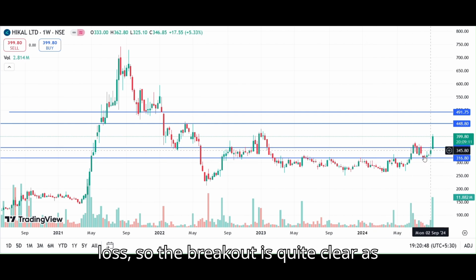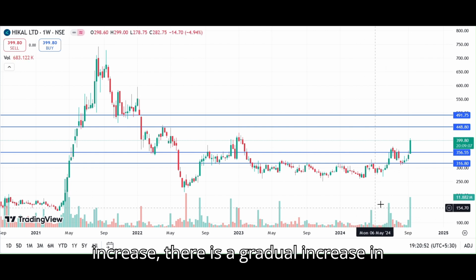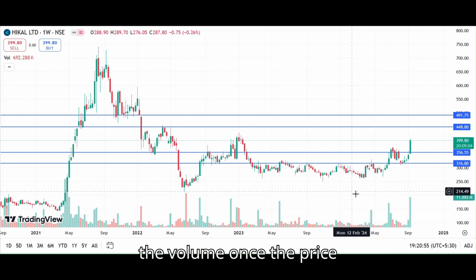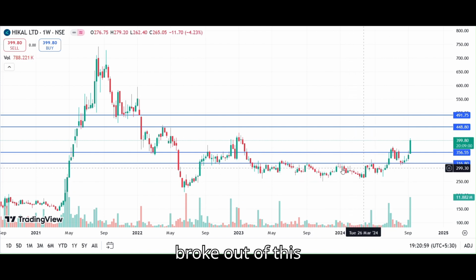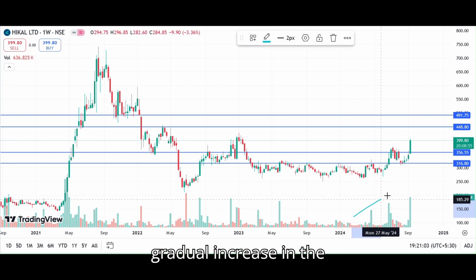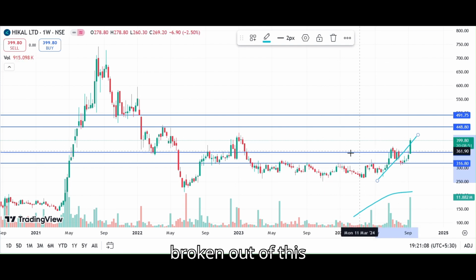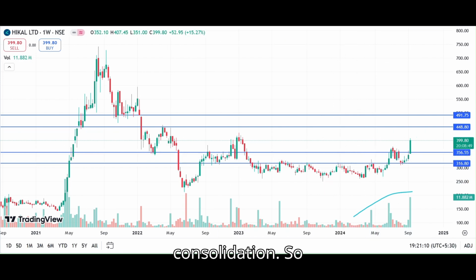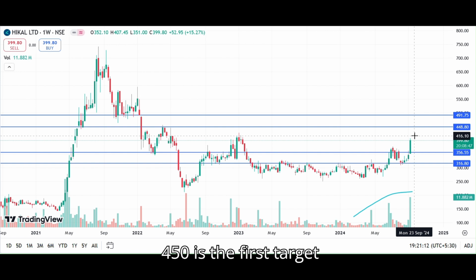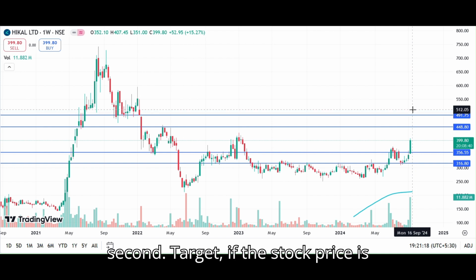So the breakout is quite clear. As you can see in the volume, there is a gradual increase in the volume once the price broke out of this consolidation. So 450 is the first target, and 491 to 500 is the second target.